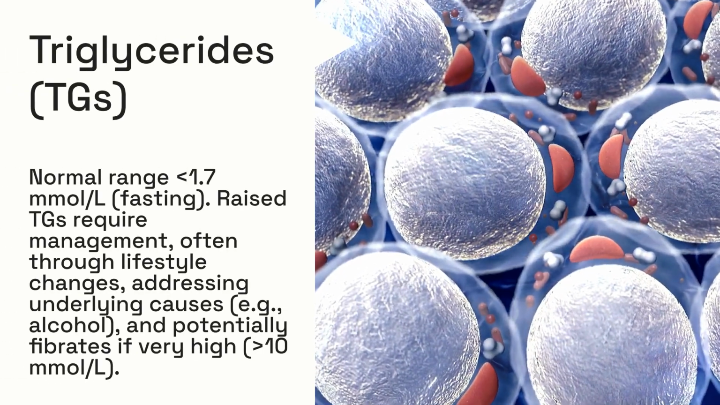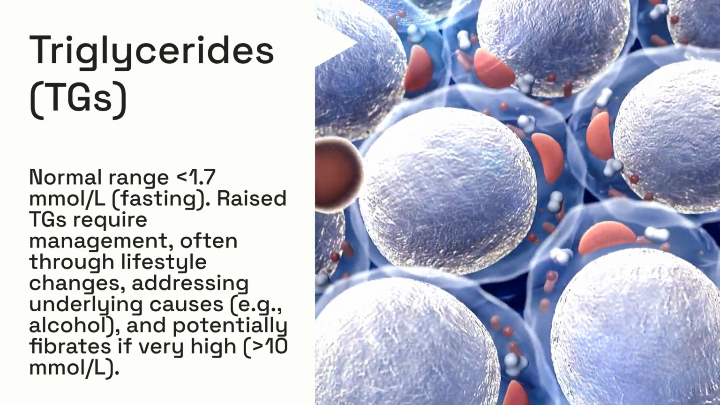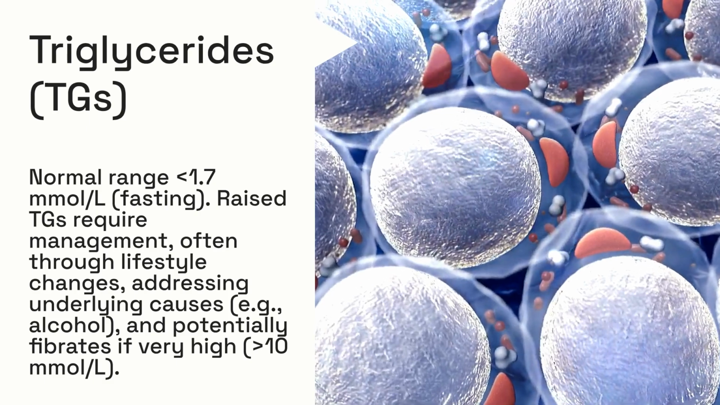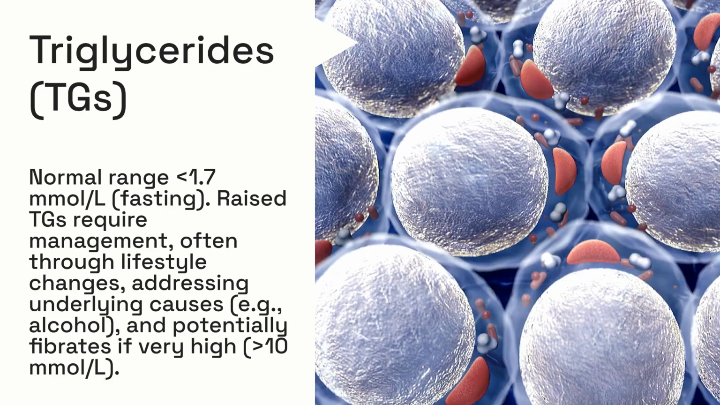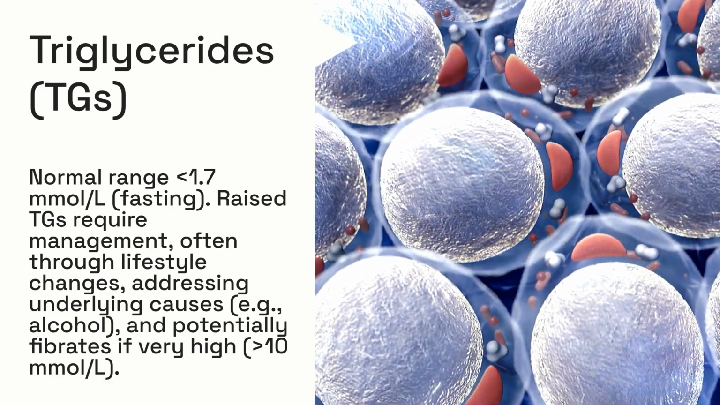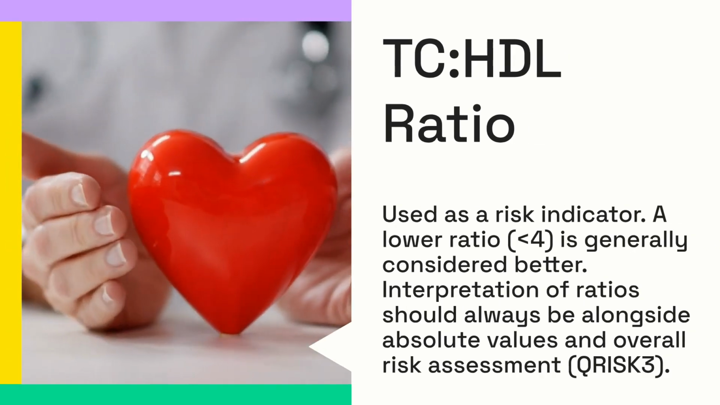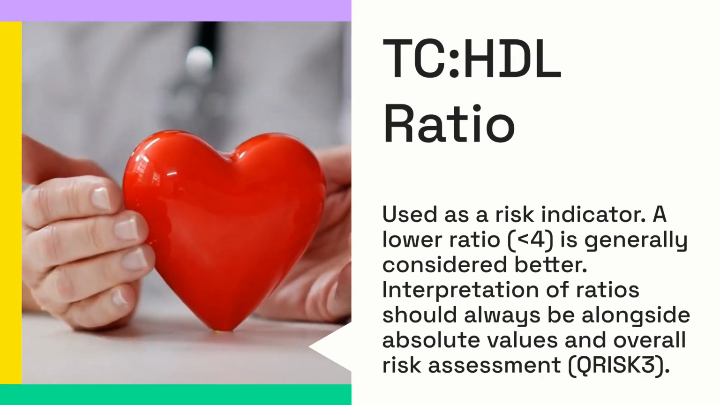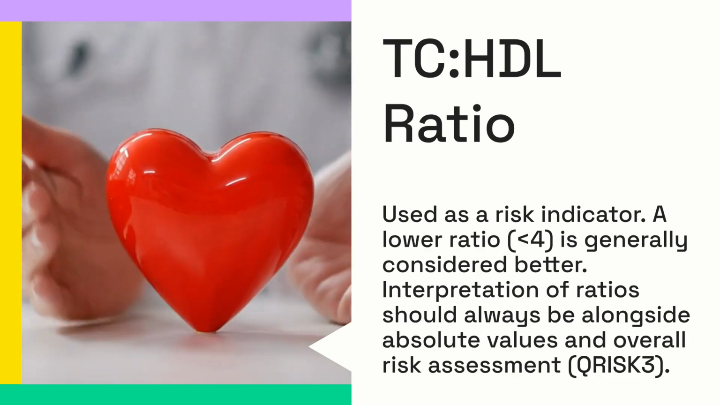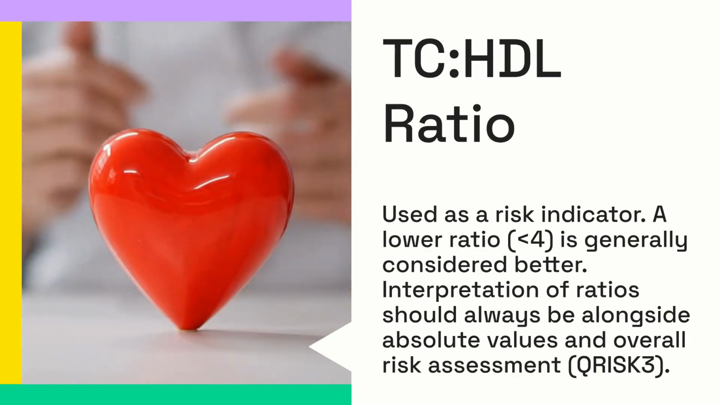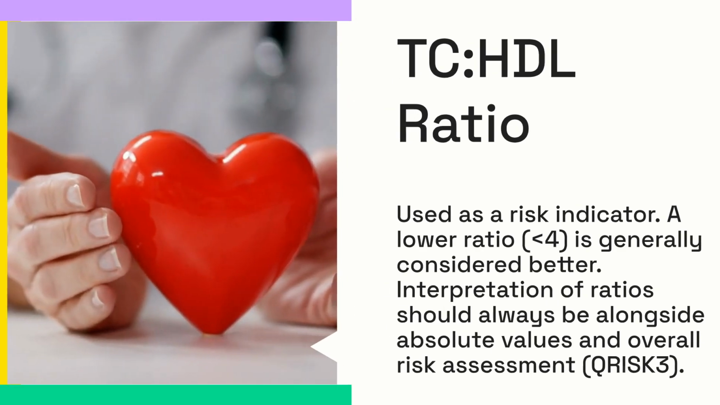Normal fasting triglycerides are typically below 1.7 millimoles per liter. Raised TGs require lifestyle modification and addressing secondary causes. Very high TGs warrant consideration of fibrates to prevent pancreatitis. The total cholesterol to HDL ratio is a quick risk indicator, with a lower value suggesting better cardiovascular health. However, it should be used in conjunction with the full lipid profile and QRISK-3.